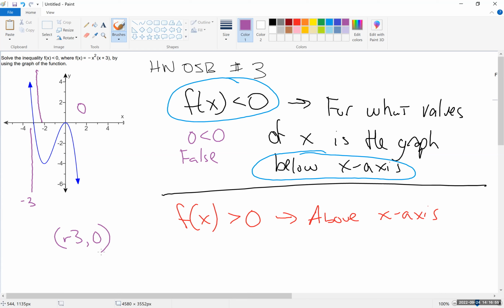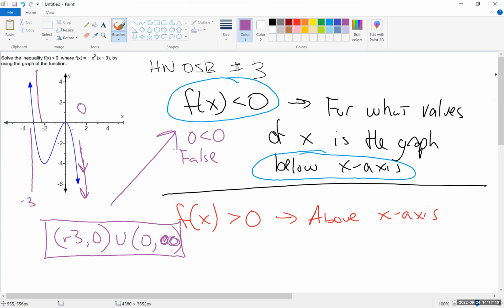But after 0, it starts going negative again. We're below the x-axis. So it's going to be union 0 to infinity, because as we keep going to the right, it keeps getting further and further below. So that's our answer right there to the question that number 3 asks.